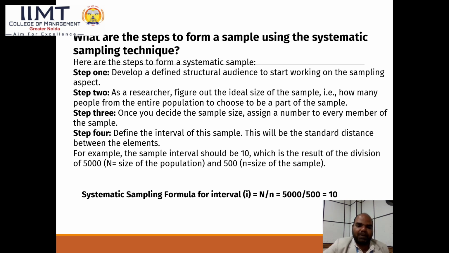Then the systematic sampling formula is interval equals capital N upon small n, 5,000 upon 500 is 10.